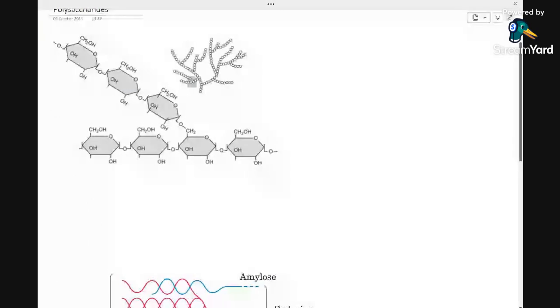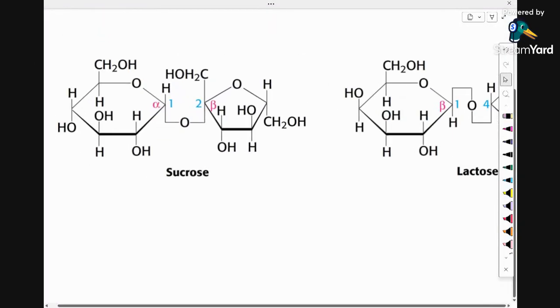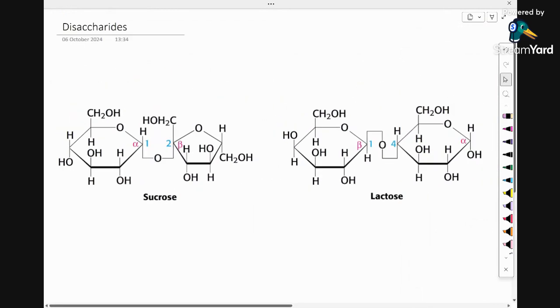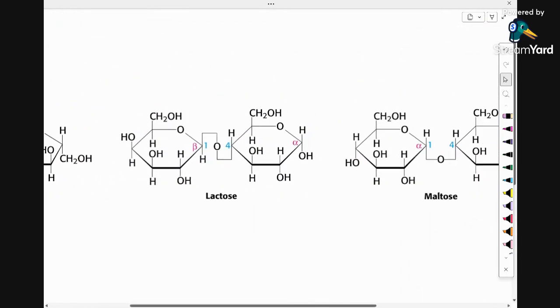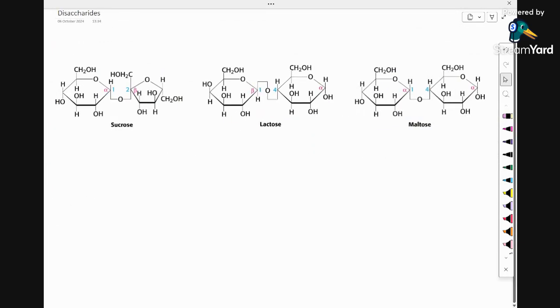In fact, I'll do that now just while we're mentioning it. Here we go. You don't need to know these structures, but it's worth bearing in mind. This is what sucrose looks like. This is what lactose looks like. This is what maltose looks like. And again, we'll come back to this. Sucrose is made up of glucose and fructose. This is your fructose group. It messes up the structure. It's a pentagon, not a hexagon.